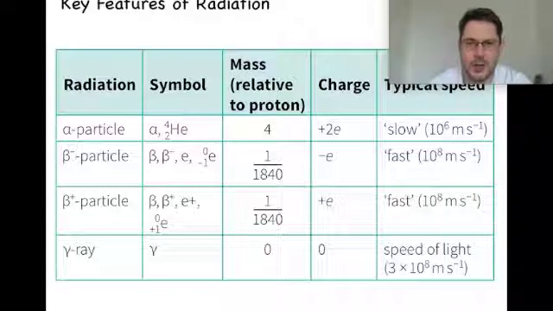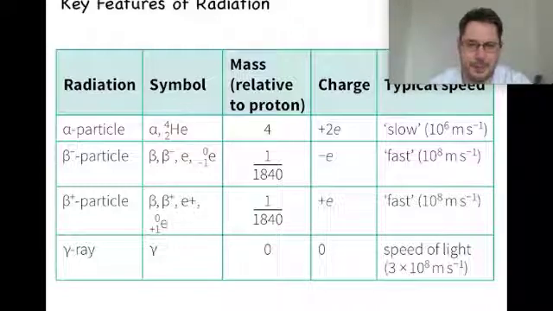Okay, we know that a relative mass of an electron to a proton is 1/1840. So it's 1840 times smaller or less massive than a proton. And the charge is -e. And we can see that they move fast at close to the speed of light.